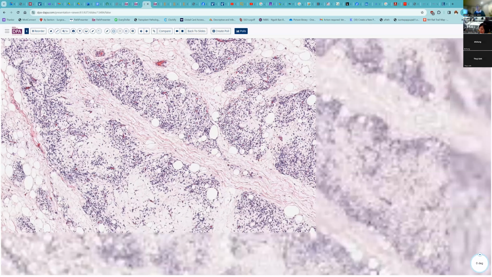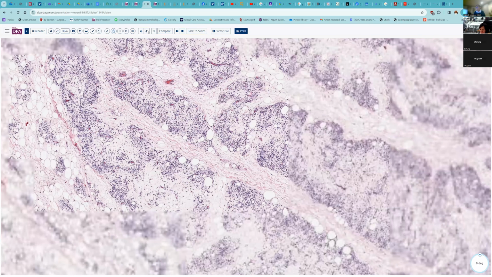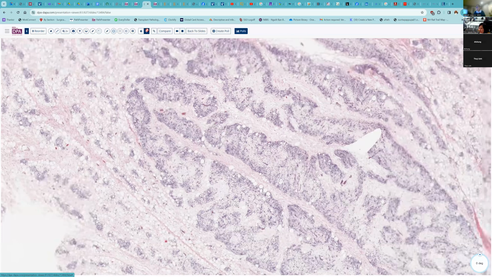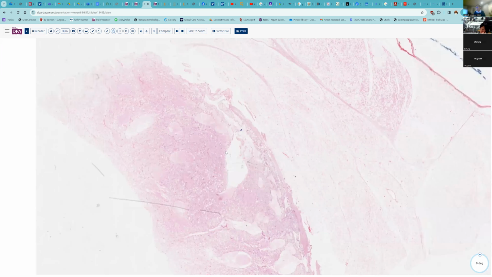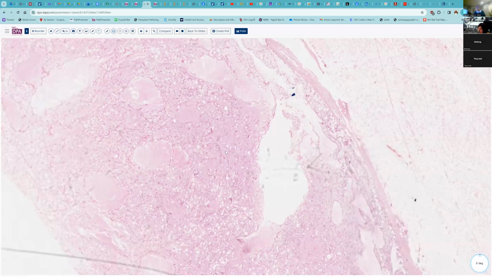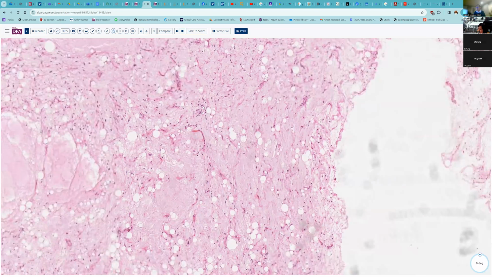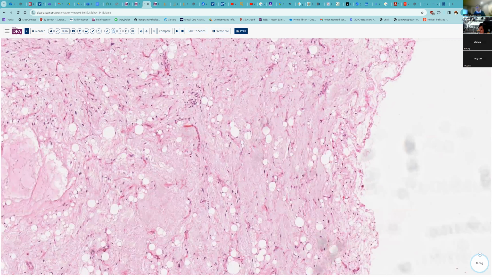And then I think there's one more example, if I'm correct. Yeah, one more example here. This is a very pale slide, I apologize. So this case has a little bit more myxoid appearing background, but again, very bland. And there's the lipoblast right there.